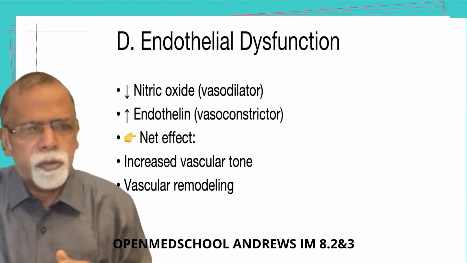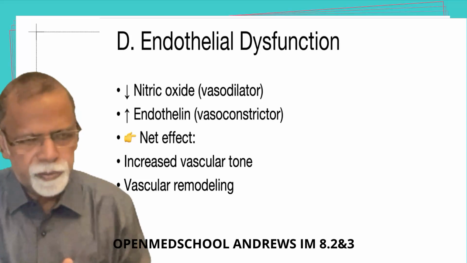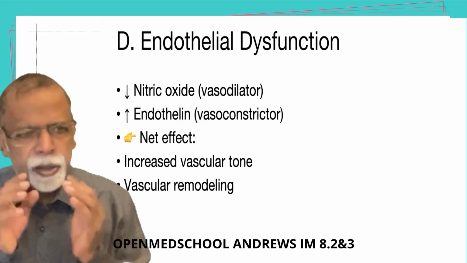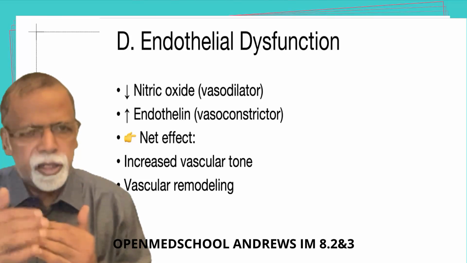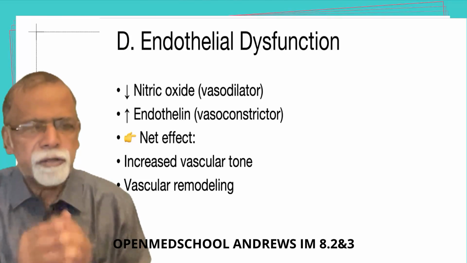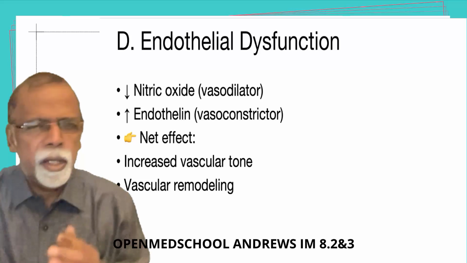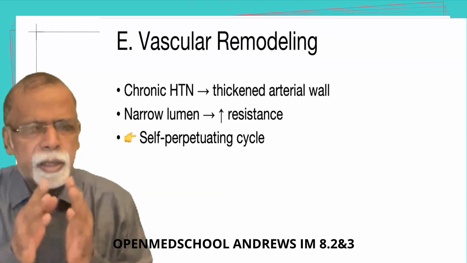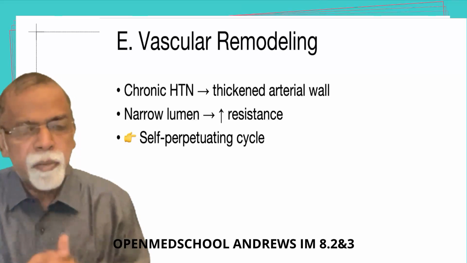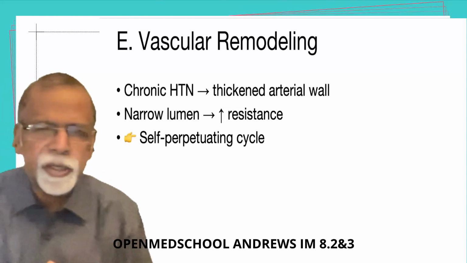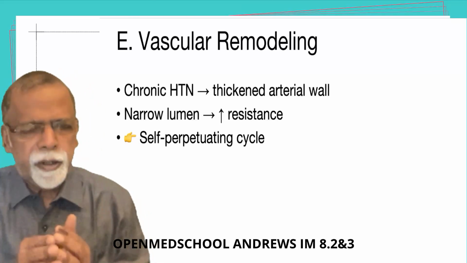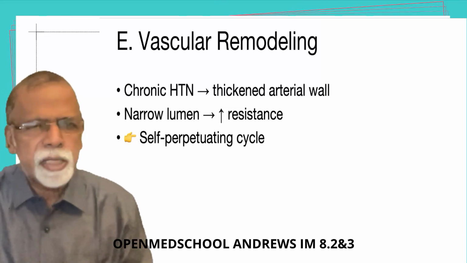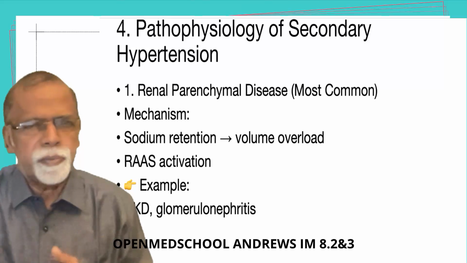Then the fourth factor is endothelial dysfunction. There is a decrease in nitric oxide, which is a vasodilator. Endothelin is increased, and endothelin produces vasoconstriction. The net effect is an increase in vascular tone and vascular remodeling. And finally, the next is vascular remodeling that is occurring. In chronic hypertension, the arterial wall gets thickened, then the lumen becomes narrow, and that produces an increase in the resistance. So it becomes a self-perpetuating cycle.